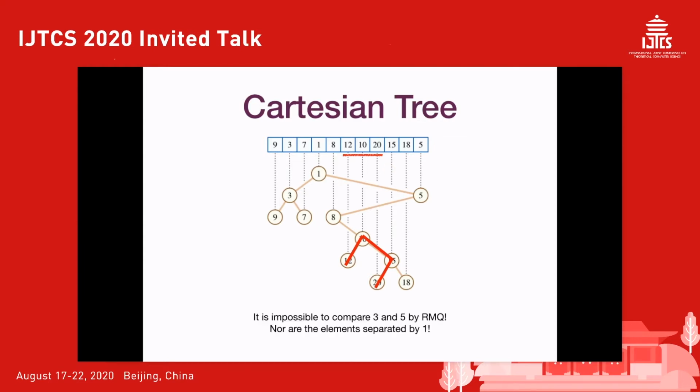It is easy to see that one cannot compare 3 and 5 in this array with RMQ, since there is a 1 in between. Similarly, we cannot compare any pair of elements which are separated by 1.